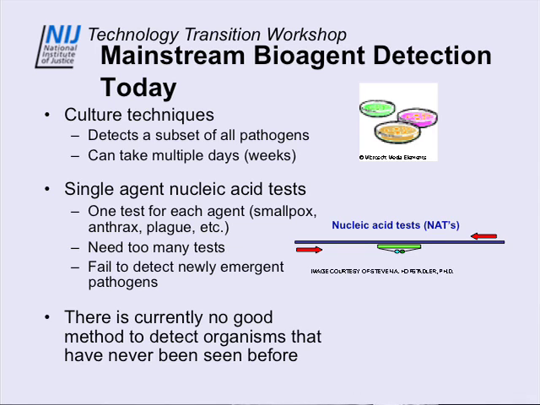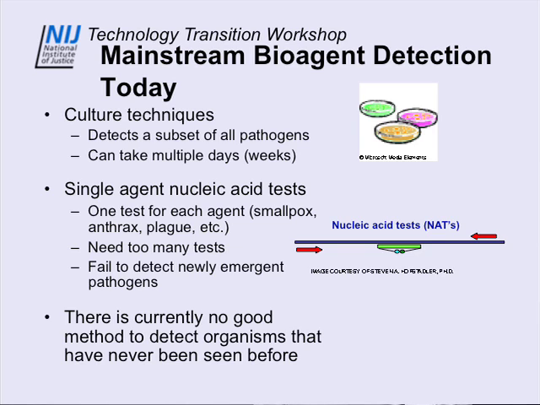There's more and more single agent nucleic acid tests coming on board, typically one test per one agent. So in the biodefense arena, you might have a test for smallpox, a test for anthrax, a test for plague, and so on. The problem with this is, if you're doing broad surveillance, be it for bioweapons or clinical diagnostics or food safety or whatever, you need too many tests if you're going to cover everything. You've got to do a lot of one-at-a-time tests. And even if you had a test for every pathogen and you could afford to run a test for every pathogen, you would fail to detect newly emergent pathogens, things you haven't seen before, for which you don't have a test. You're going to miss them the first time.